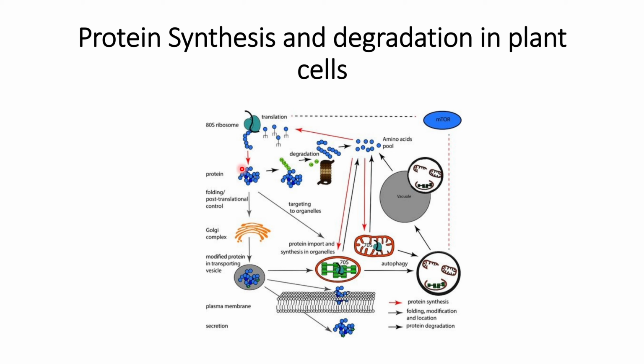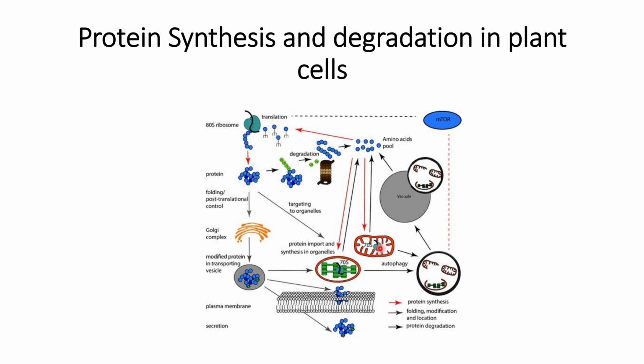And some of the proteins may be targeted to the organelle before they reach the endoplasmic reticulum, or those proteins that are not destined to move to the endoplasmic reticulum for post-translation modification. Some of the proteins may directly go to the organelles, and translation of a small amount of proteins occurs in the mitochondria and in the chloroplast also. This is shown by this red arrow. All the red arrows show the protein translation, and the black arrows show the protein degradation.